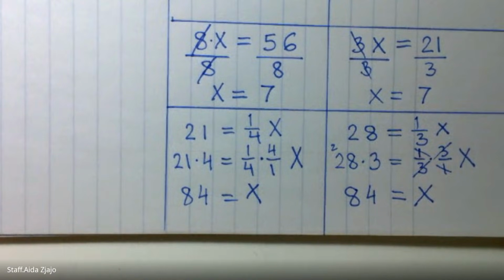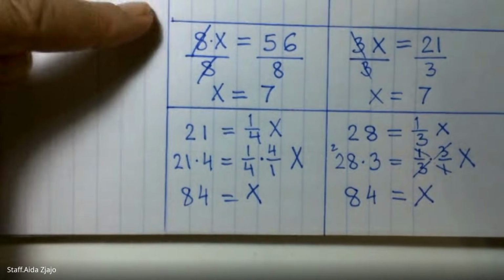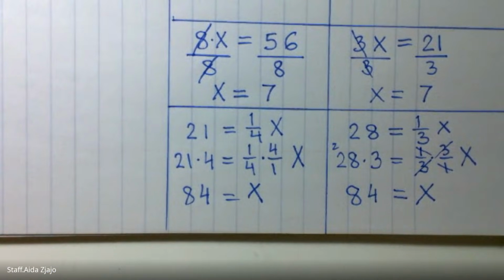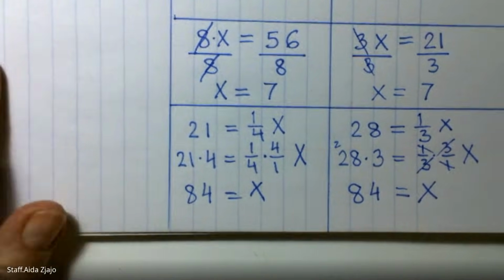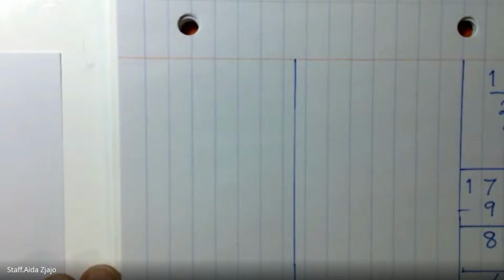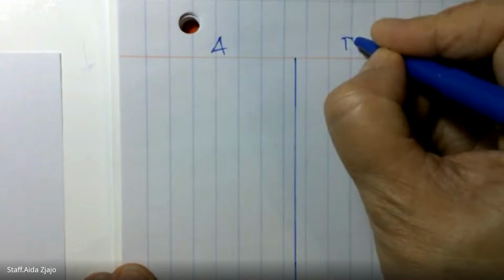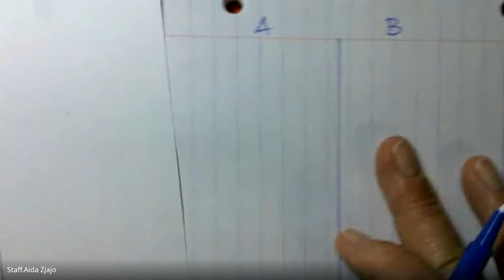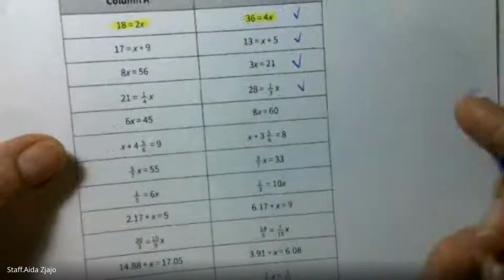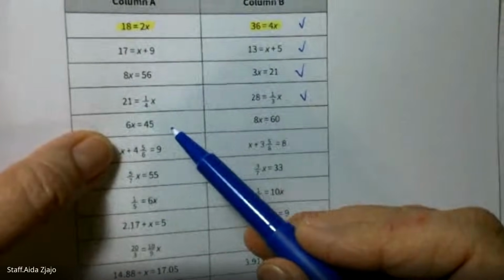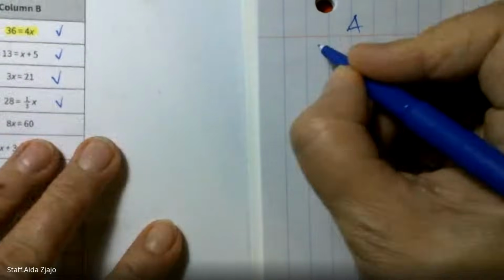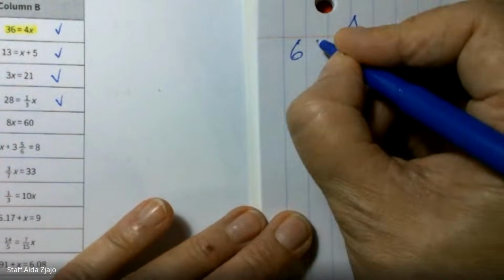So far we did 1, 2, 3, 4 problems. 1, 2, 3, 4. And then we will move on to the next one. Again, I'm going to use my notebooks. I'll put A and B and see what our next problem is. Our next problem says 6x equals 45 and 8x equals 60.